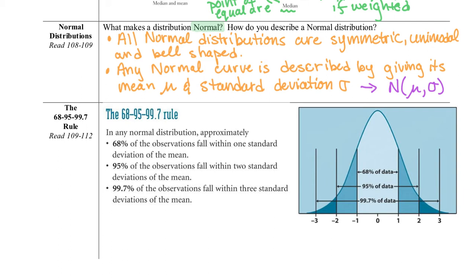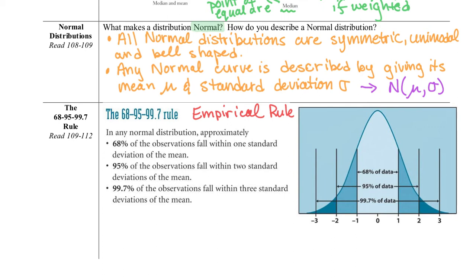This gives us now the 68, 95, 99.7 rule. This is also known as the empirical rule. This simply states that 68% of all of our data in a normal distribution, this is only true of normal distributions, falls within one standard deviation of the mean. So 68% of our data.